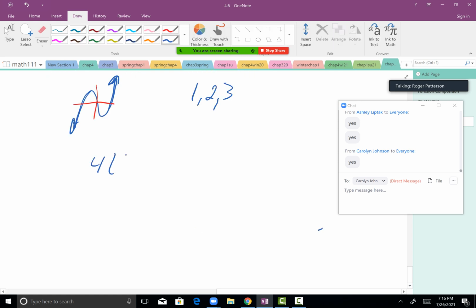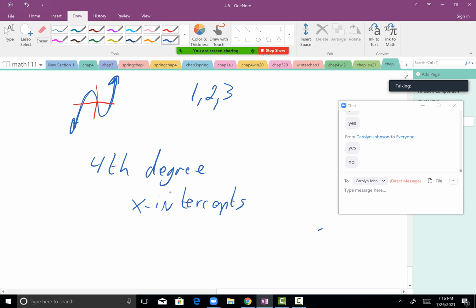All right, let's go with a fourth degree. X-intercepts. Can we have 0 x-intercepts? I got 1 no, 1 yes, and another yes, and another yes. Sure, because think about this. Remember, this is a fourth degree, so it's going to be something of a U shape. It's going to be a W, I can draw one like that. Okay, good. Yeah, you're seeing it. All right, so I can have 0 x-intercepts.